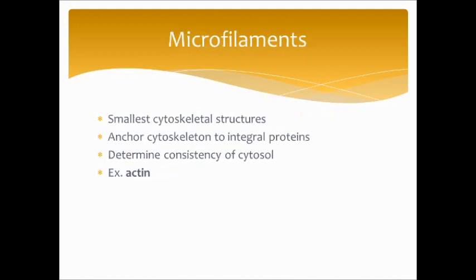Microfilaments are the smallest of the cytoskeleton. They anchor the cytoskeleton to integral proteins, and they determine the consistency of the cytosol. An example is actin. Actin is a protein found in skeletal muscle. It interacts with another skeletal muscle protein called myosin, which creates muscle contractions.